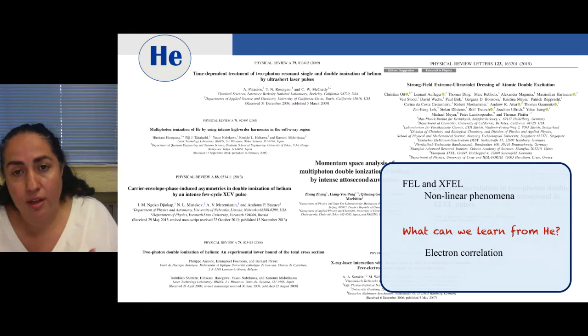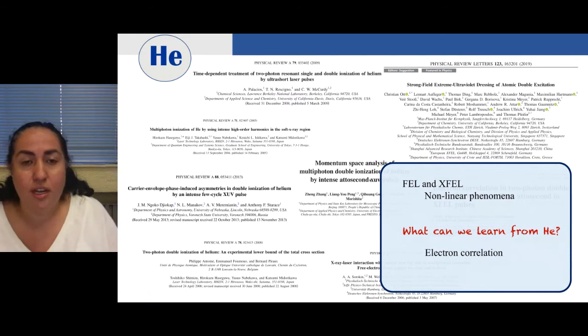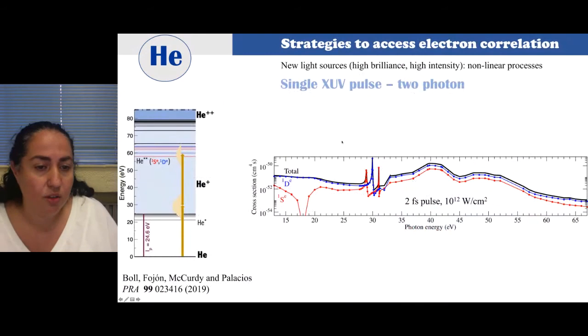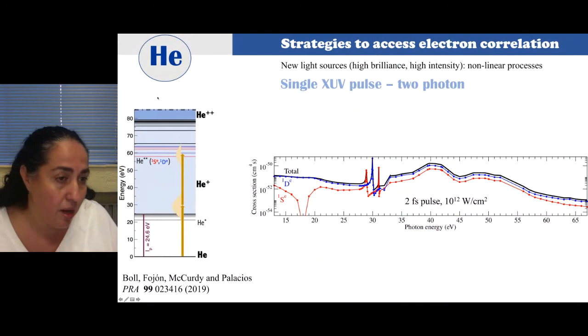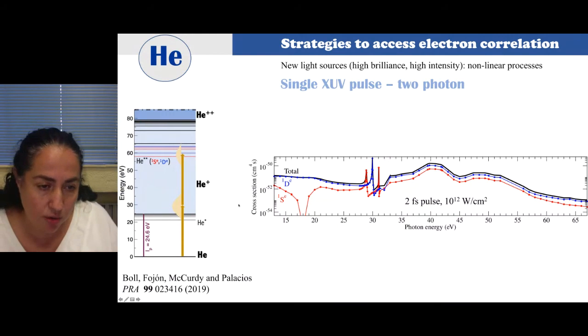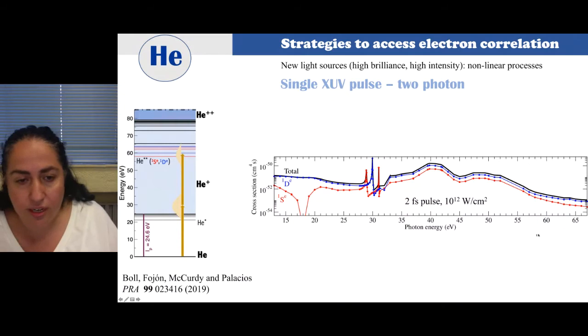And the most basic nonlinear process is, of course, the two-photon absorption. What I'm showing here is some recent theoretical data on two-photon single ionization of helium. On the left, we have the energetics of the atom. And here I'm showing the apparent cross-sections as a function of photon energy.